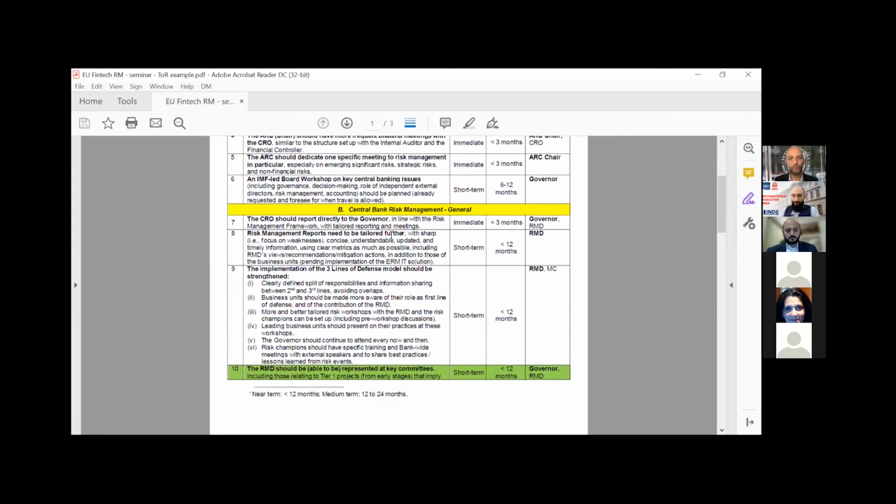And then when we zoom in on risk management in general, there are a number of key best practices that we recommend. So the chief risk officer should report directly to the governor. Risk management reports in the central bank need to be tailored. As you know, often in any organization, risk reports have the risk to fall into this bureaucracy trap, where it's just a tick-the-box kind of what has happened, what kind of incidents have happened, do you report them? And that's really not where you want to be when it comes to risk in general, but also not for fintech and cybersecurity.